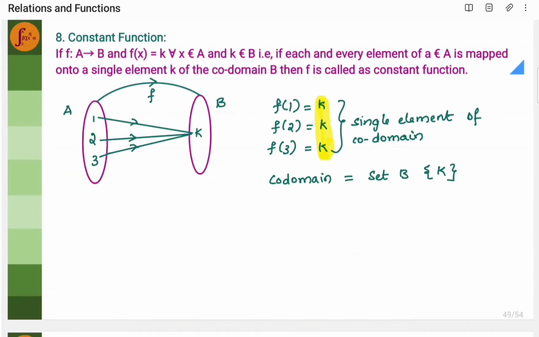Constant function. A constant function is nothing but every element of set A is mapped to single element in set B. So if you see f of 1, that is function of 1 is k, function of 2 is k, function of 3 is k. So all these images are same images. So codomain is set B here, k.